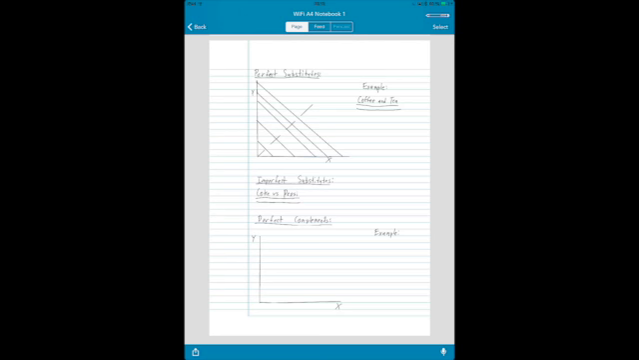The next definition we're going to look at is perfect complements. Complement goods are goods that have a negative cross elasticity of demand. In other words, the demand for a good will increase when the other good's price decreases. An example of perfect complements would be tea and sugar. Many people drink tea with sugar and consider these two goods to go together, thus making them perfect complements.